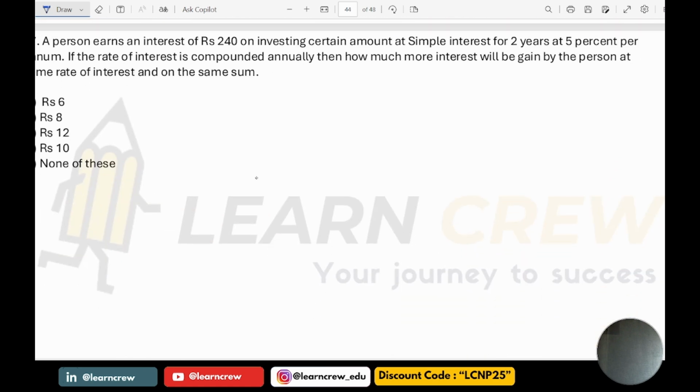Next, 37. A person earns an interest of 240 rupees on investing a certain amount at simple interest for 2 years at 5% per annum. So this 2 into 5, 10% is 240. If 10% is 240, then 100% principal would be 2400. If it is lent compounded annually, how much more percentage will be gained? So compound interest would be how much? 246. So 246 minus 240.